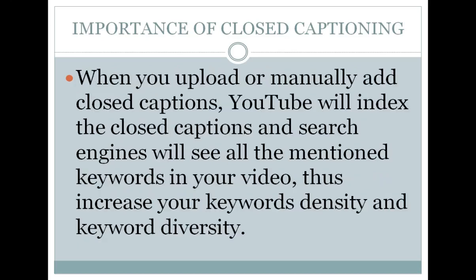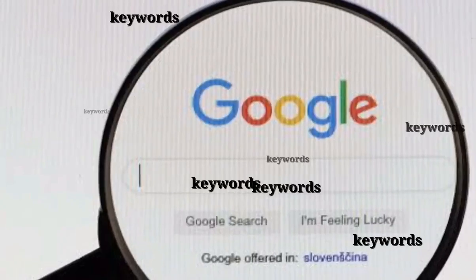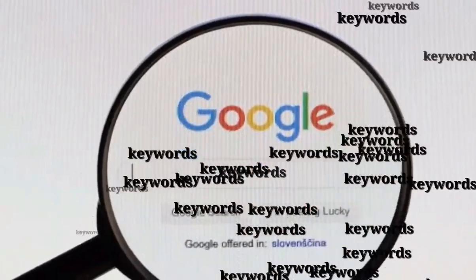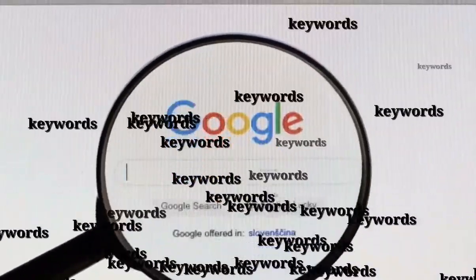When you upload or manually add closed caption, YouTube will index the closed captions and search engine will see all the mentioned keywords in your video, thus increase your keyword density and keyword diversity.